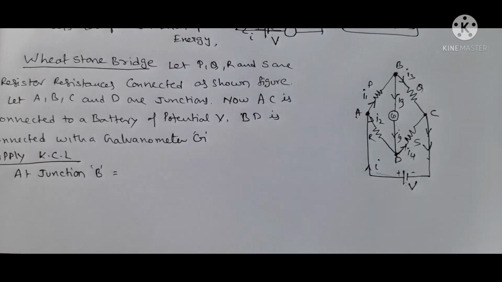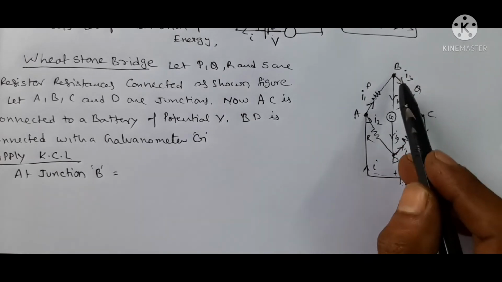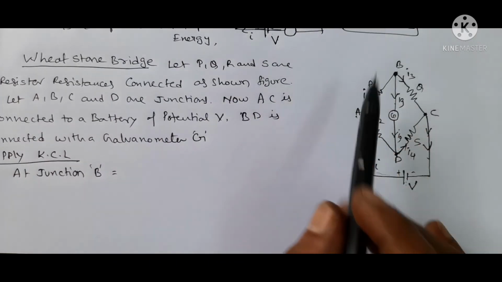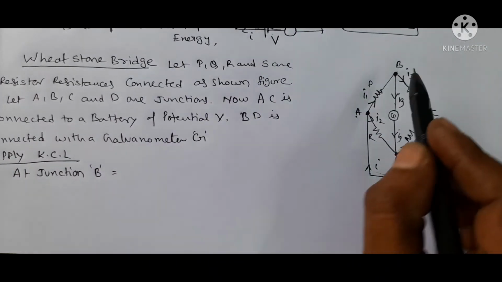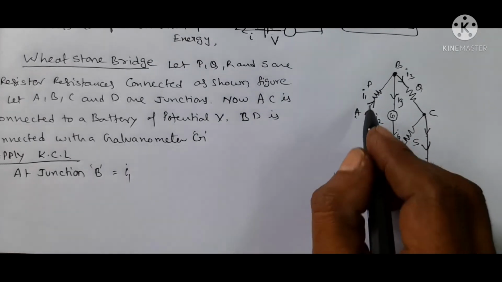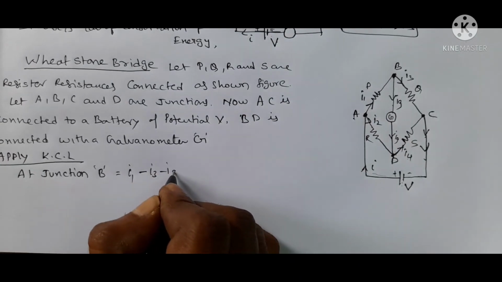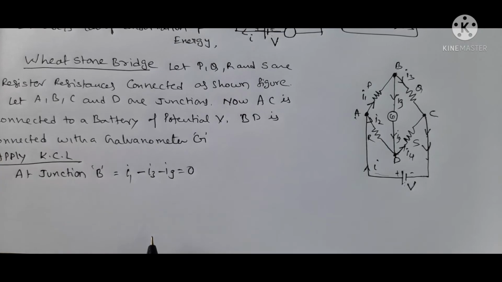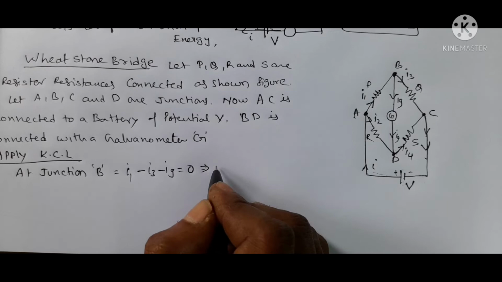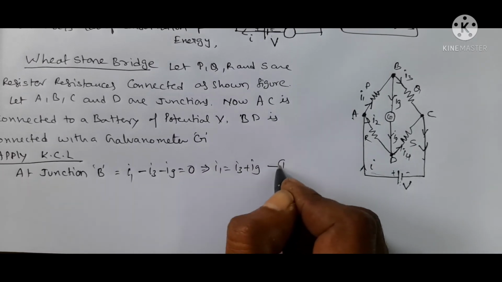What are the incoming currents and what are the outgoing currents? At junction B, the incoming current is I1 and the outgoing currents are I3 and IG. As we know from the previous statement, incoming currents can be considered positive and outgoing negative. So I1 minus I3 minus IG is equal to 0. From this we can write I1 is equal to I3 plus IG. Let us say equation 1.